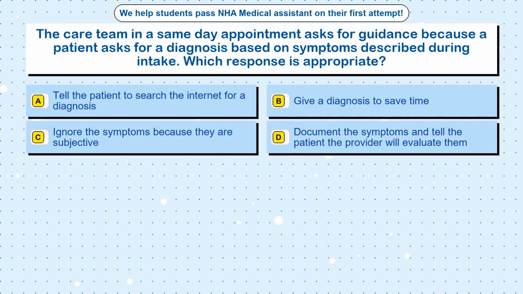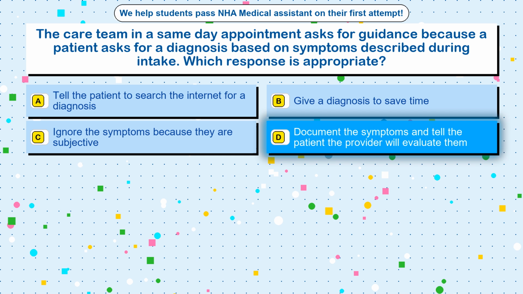Question 68. The care team in a same-day appointment asks for guidance because a patient asks for a diagnosis based on symptoms described during intake. Which response is appropriate? Option A, tell the patient to search the internet for a diagnosis. Option B, give a diagnosis to save time. Option C, ignore the symptoms because they are subjective. Option D, document the symptoms and tell the patient the provider will evaluate them.